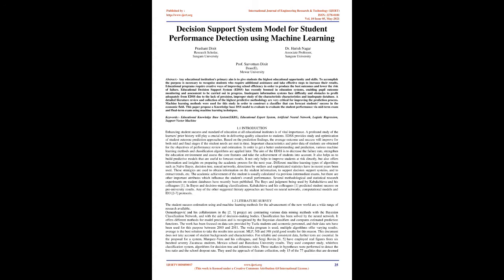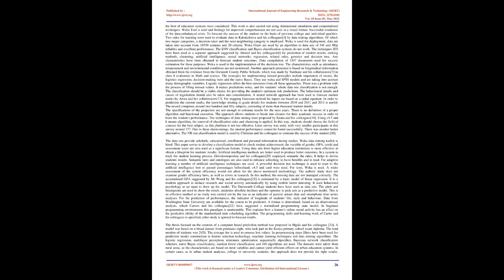1.2 Literature Survey. For student success estimation using machine learning methods for the advancement of the new world, there is a wide range of research available. Osmanbegovic and his collaborators in the 2.3 project are contrasting various data mining methods with the Bayesian classification network, and with the aid of decision-making bodies. Classification has been solved by the neural network. It offers different methods for model precision and is recognized by the Bayesian classifiers and compares estimated prediction functions.